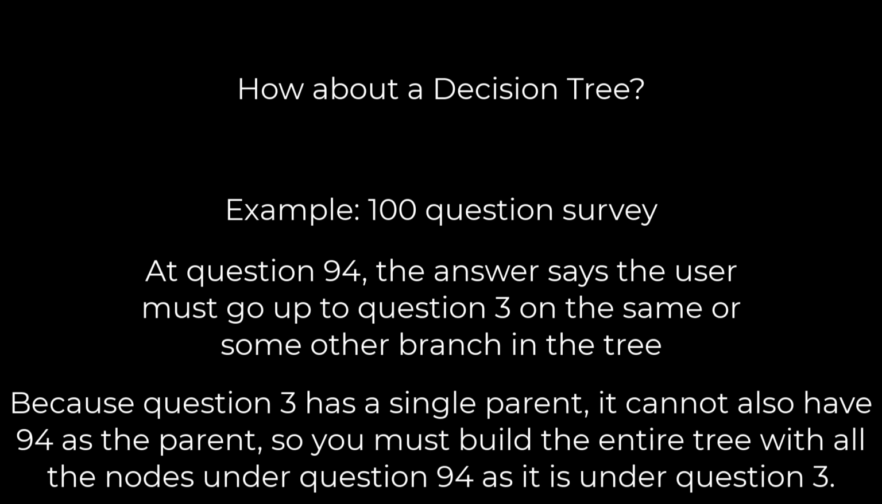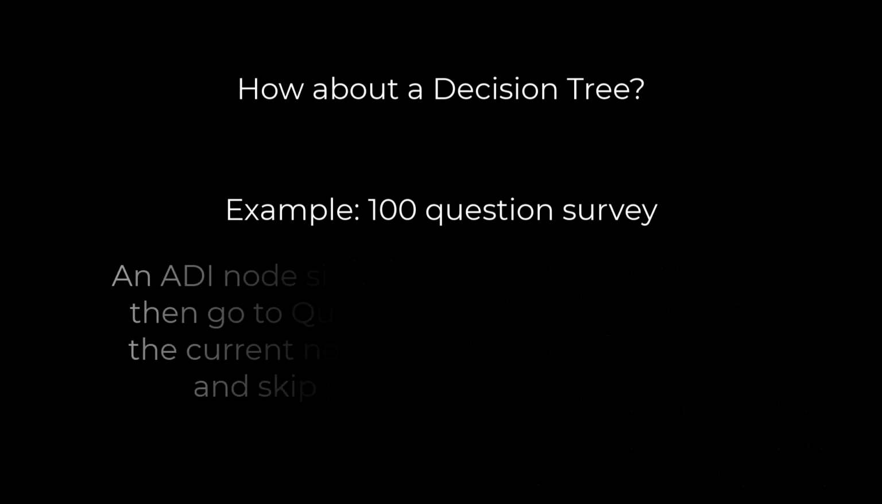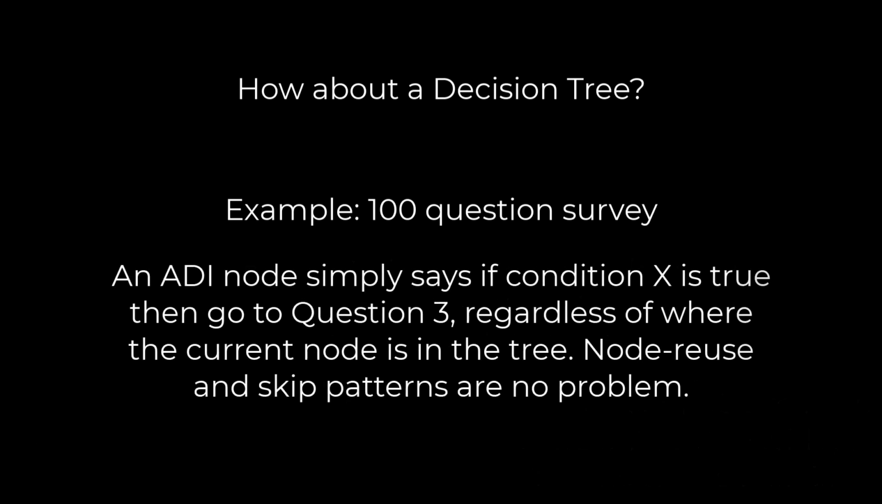Now imagine that 50 of those questions have callback answers that go back up into the tree. Then you can imagine that the number of questions that you have to maintain that are duplicates goes up dramatically, and that makes for a huge mess. An ADI node that is far down in the tree and evaluates a certain way can simply point to a node that's further up in the tree, even if it's a node that was already processed.